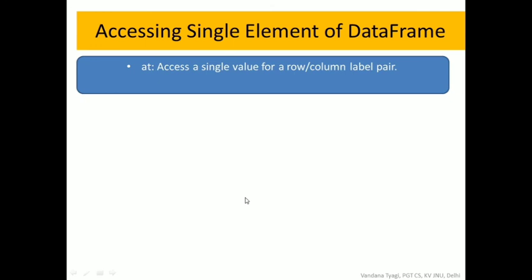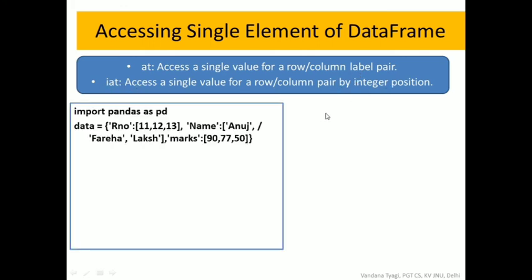Now to access a single element of a data frame, there is the attribute AT, and also IAT, which give the value at that location. AT is used when we are using the row or column label, and IAT is used when we are using the integer position. Let's see this through a programming example.